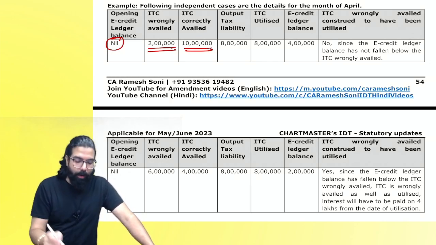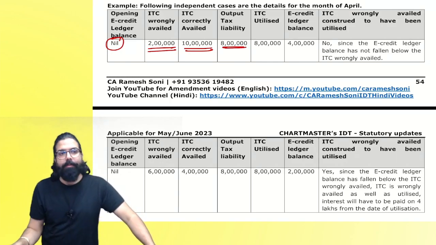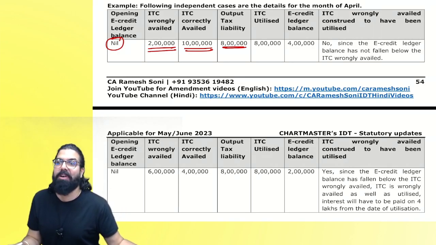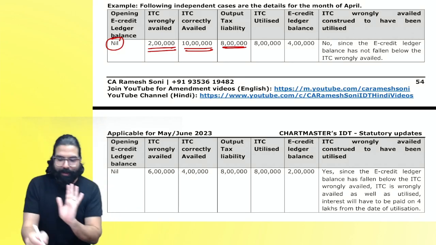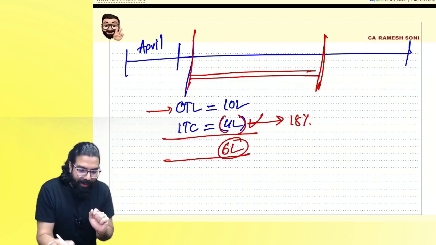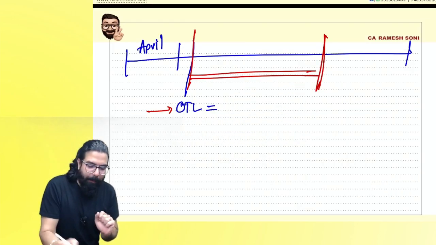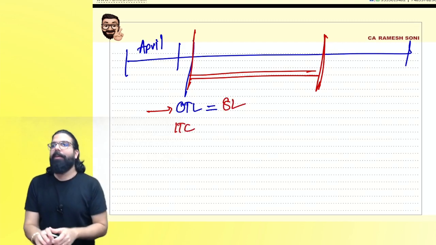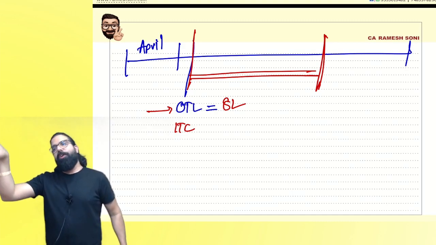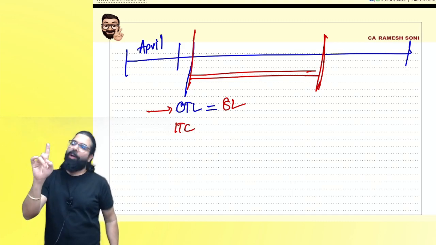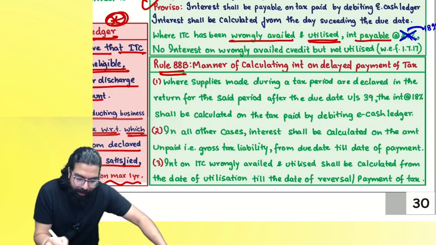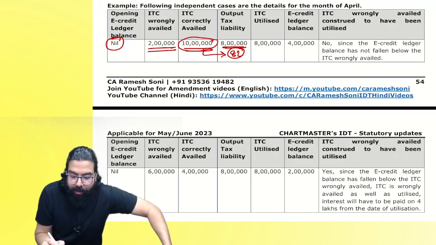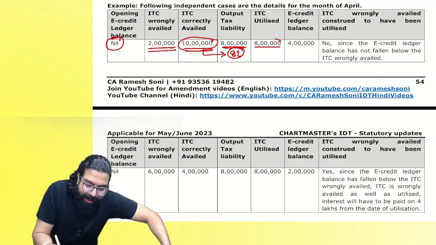12. My output tax liability is 8 lakh. First, out of which amount will you pay your output tax liability? Correct tax or wrong tax? Listen, my output tax liability is 8 lakh. For the ITC which I have wrongly availed, the government is telling us we will always assume that you have paid your tax first through your correct tax. How much is the correct tax, everyone? 10 lakh, no? How much did you use? ITC utilized 8 lakh. Is it correct ITC?